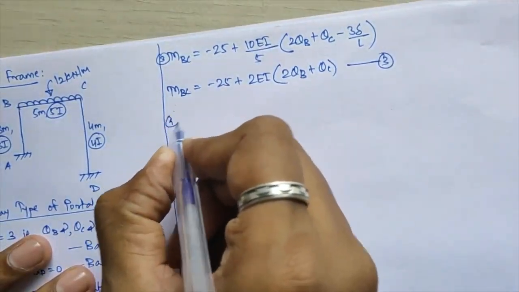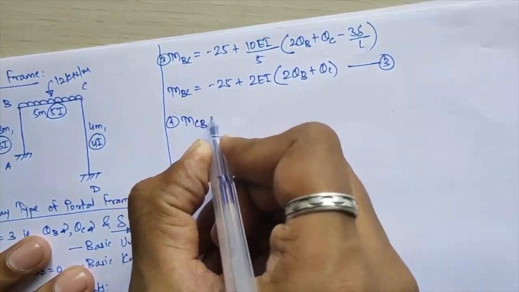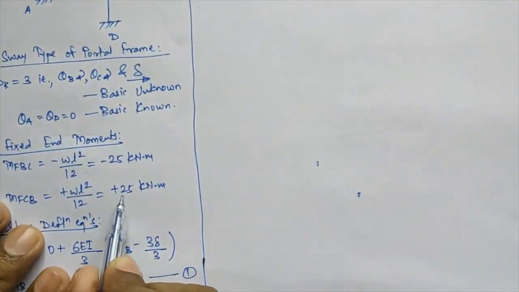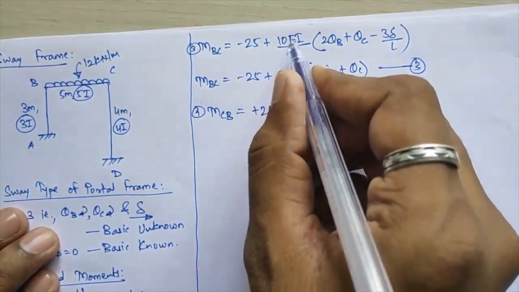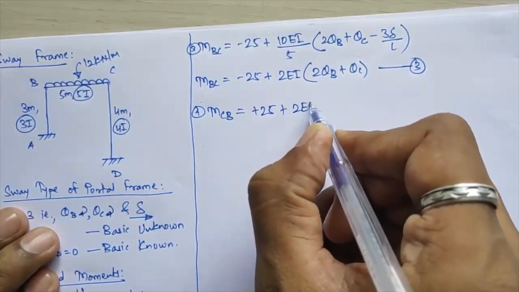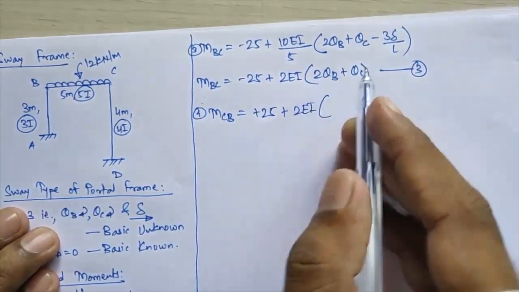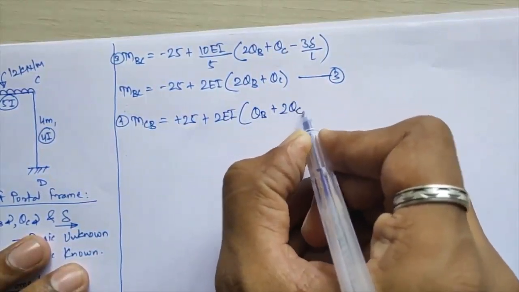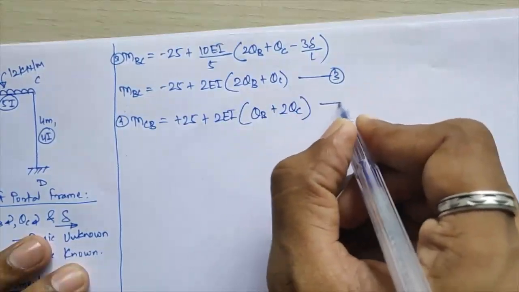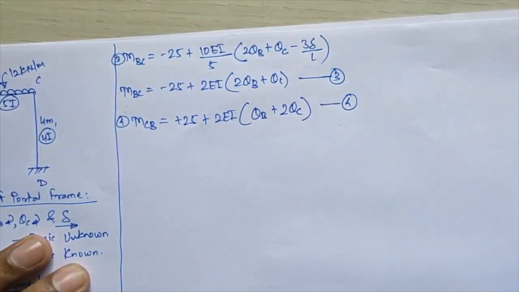Now next equation I will calculate, that will be for MCB. Again MFCB I have got plus 25 plus 2EI upon L, will get equal to again the same, that is 2 times EI. What will happen here, near end and far end will get interchanged, so I'll get this as theta B plus 2 times theta C, and again delta will remain 0. That will be my equation number 4.